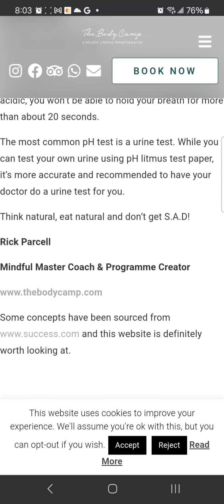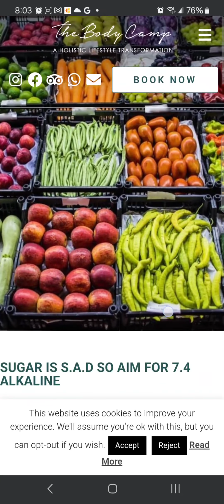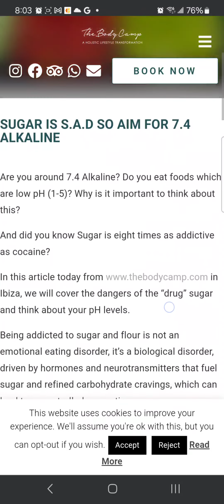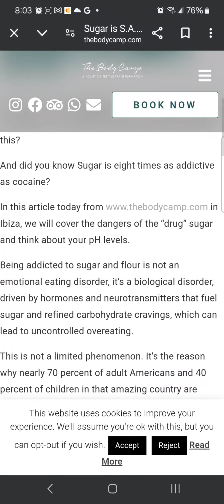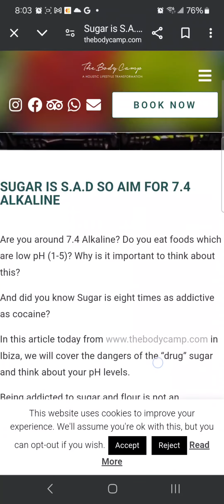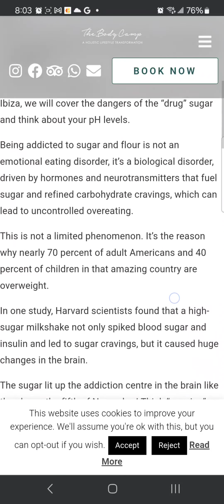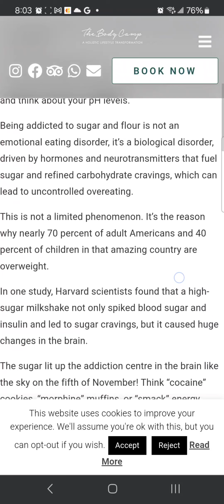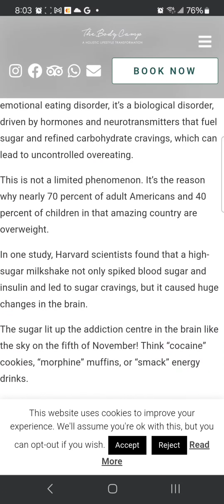Think natural, eat natural, and don't get SAD. SAD stands for sugar something disorder. Being addicted to sugar and flour is not an emotional eating disorder. It is a biological disorder driven by hormones and neurotransmitters that fuels sugar and refined carbohydrate cravings, which can lead to uncontrolled overeating.